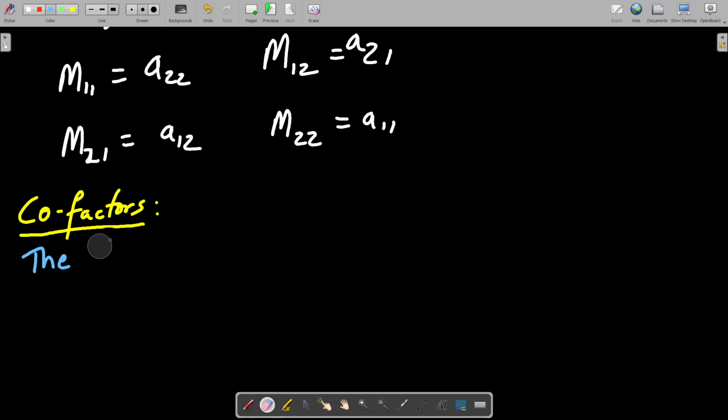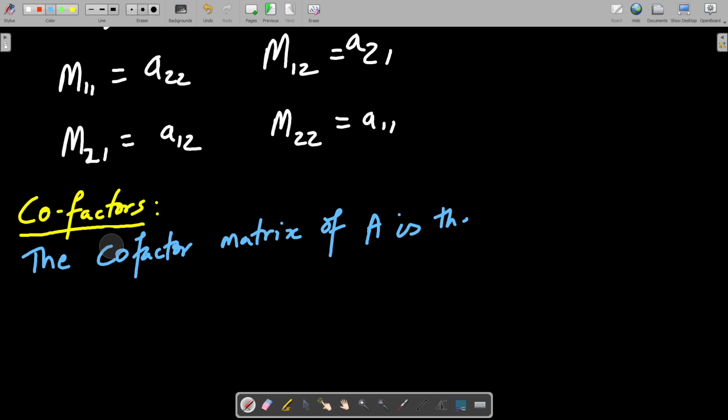The cofactor. The cofactor matrix of A is the matrix C.